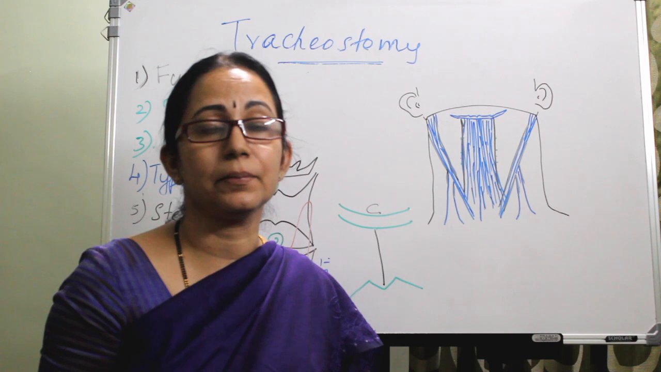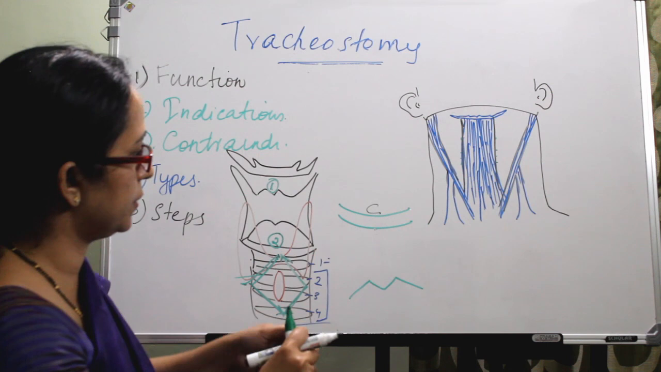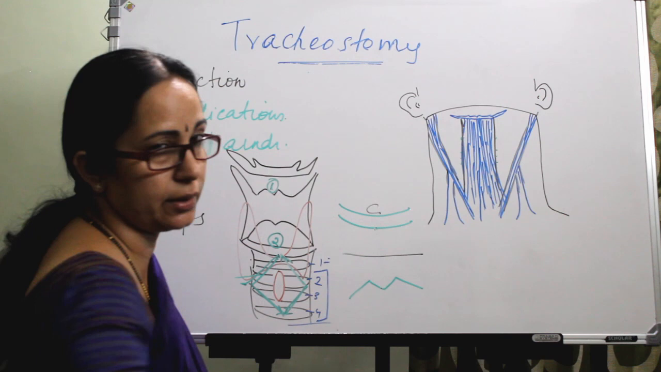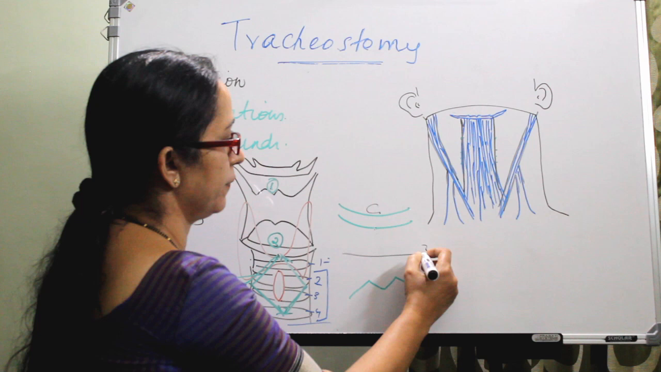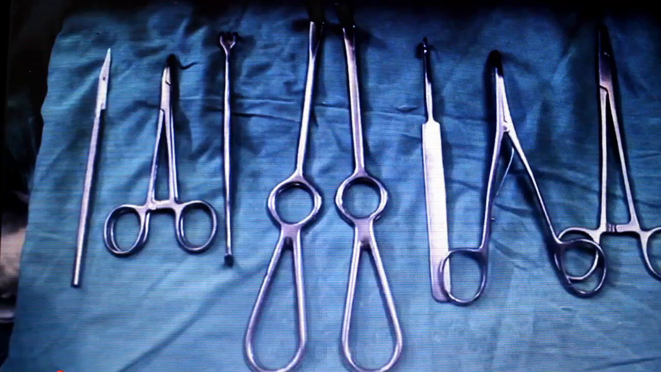And if it is a horizontal incision, keep your fingers over the suprasternal notch and put an incision over there, 2 finger breadth above or midway between the cricoid cartilage and the suprasternal notch. Usually a 3 centimeter incision will be enough. Or we can go from, this is sternocleidomastoid, one sternocleidomastoid to the other sternocleidomastoid.